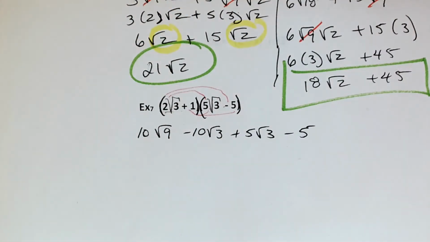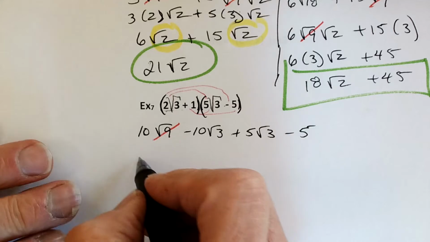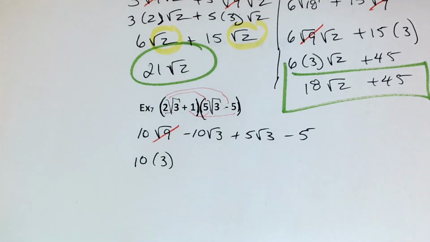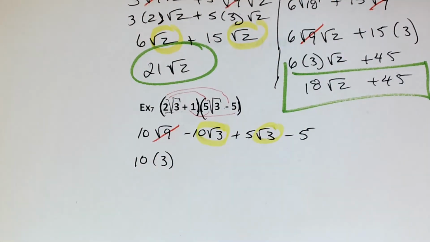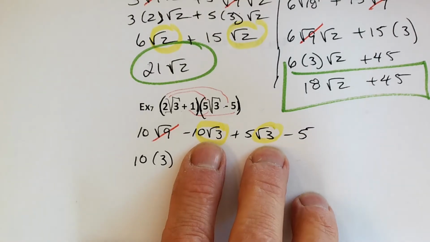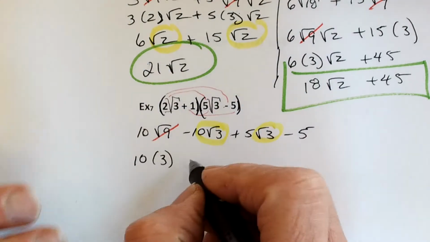So there's more I can do. There's always more I can do, right? Square root of 9 out. What's the square root of 9? 3, right? 10 times 3. And these two are the same, so we can actually add them. We'll subtract them, really, but we can put these together because they're the same, right? We can get negative 5 square root of 3.